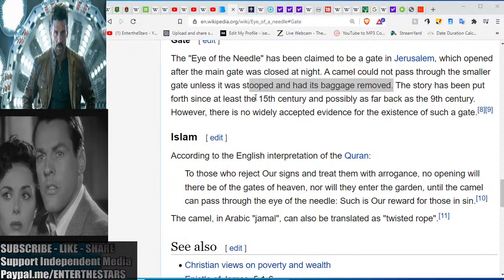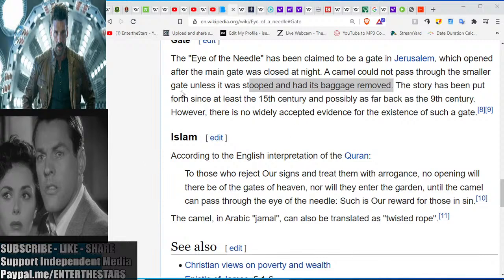Now, here's the strange thing. These gates into cities were also known as portals. In fact, many of them were arcs of triumph. And we know that arcs are time travel portals. We've seen this over and over again. And so they had the two entrances. The one at night, which is the narrow gate, and the main gate during the day. And at night, the main gate was closed, and only the eye of the needle was opened. The goods cannot come through.